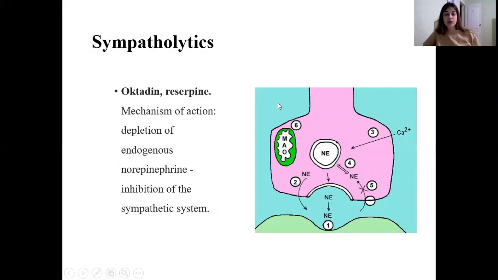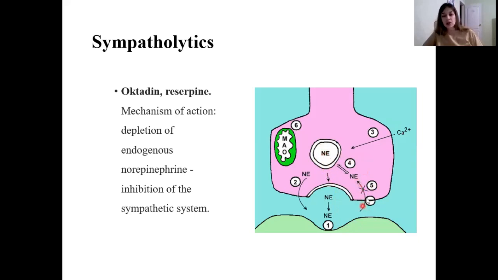The sympatholytics are also a very interesting group of drugs, which have an effect on the presynaptic membrane only. They are octadine and reserpine, and their mechanism of action is that they deplete endogenous norepinephrine, which inhibits the sympathetic system. Normally, as you see here on this picture, norepinephrine is released from the presynaptic membrane and goes to the postsynaptic membrane, yes? But also it can go back to be reused, recycled.